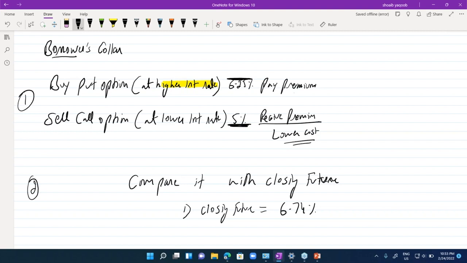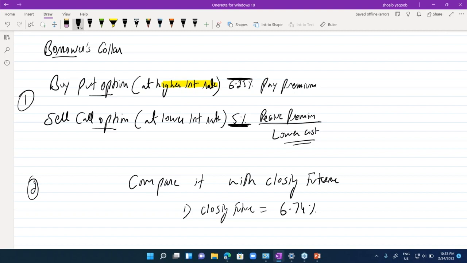Always compare the collar with the closing future, not the market interest rate, because option will always be on the future. So that's why compare the collar with the closing future. Mark my word somewhere: compare the collar with the closing future.